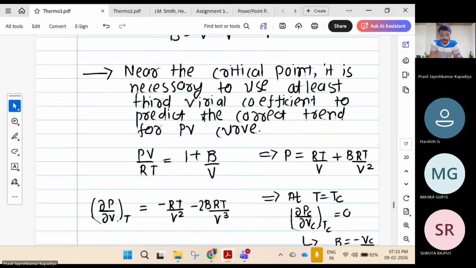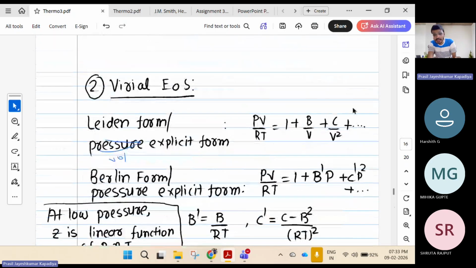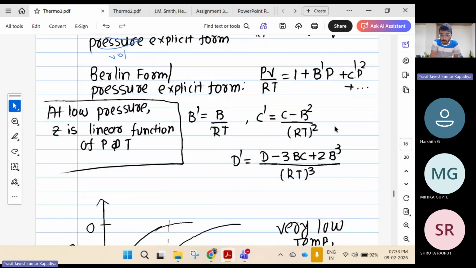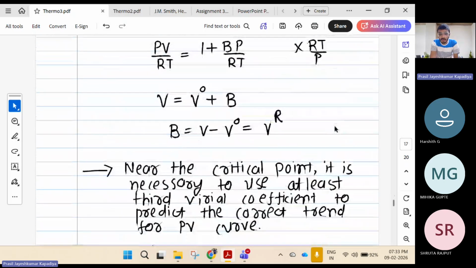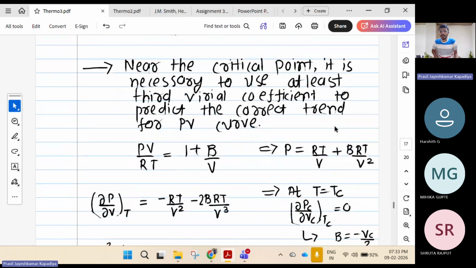Near the critical point, this derivation is important. When I am dealing with a state very near the critical point, I can't go with only the first or second virial coefficient. I need to go till at least the third virial coefficient. Why do I say this? We can derive it. PV by RT is 1 plus B by V, so I can write P as RT by V plus B into RT by V square.